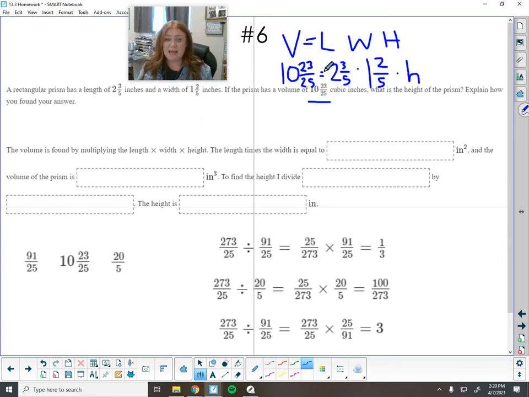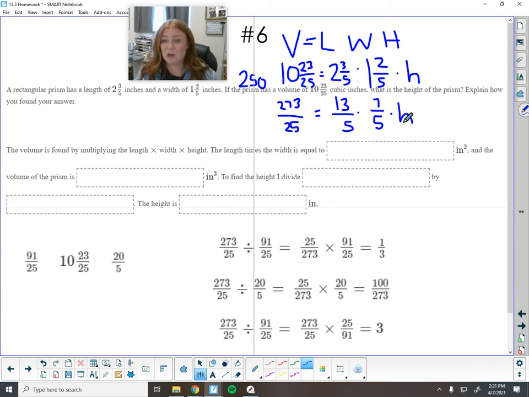So we need to make everything improper first. So let's start here. 5 times 1 is 5, 6, 7. So we've got 7/5 times h. 5 times 2 is 10, 11, 12, 13 over 5. And then 25 times 10 is 250, but we need 23 more, which is 273 out of 25. So we need to get h all by itself.